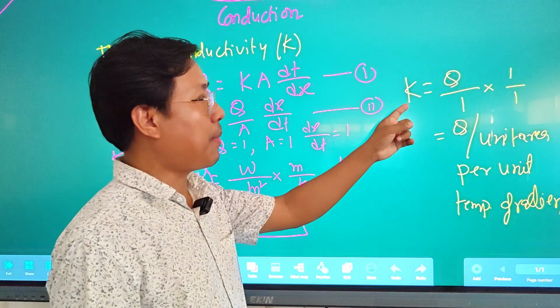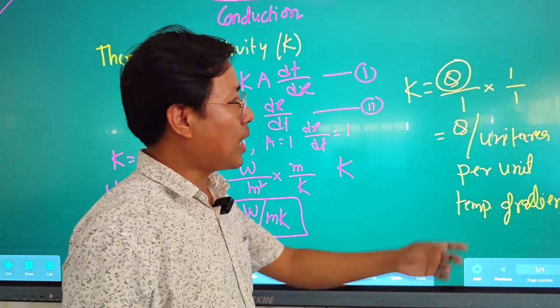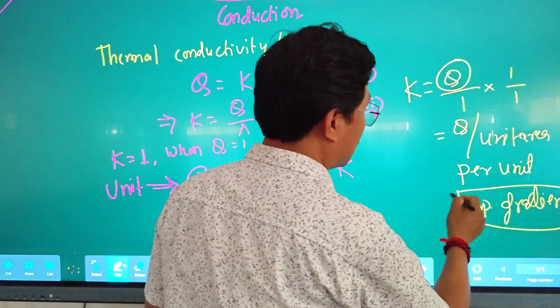Okay, so thermal conductivity is defined as the heat conducted through the unit area of the solid when the temperature gradient is also unit. The last point of our discussion is the thermal resistance.